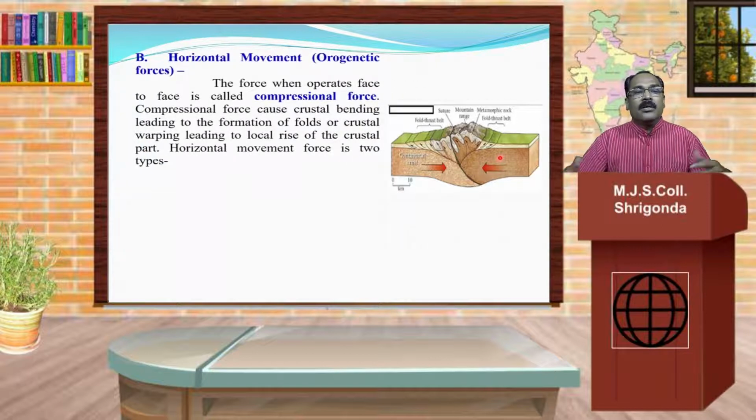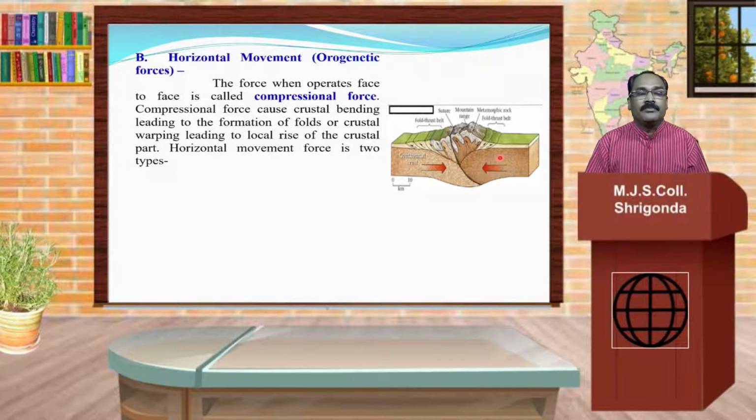Then the horizontal movement, the orogenetic force, is also a compressional force, from both sides. The force that operates face to face is called compressional force. Compressional force causes crustal bending, leading to the formation of folds in the crustal parts, and crustal warping, leading to local rise of the crustal parts.